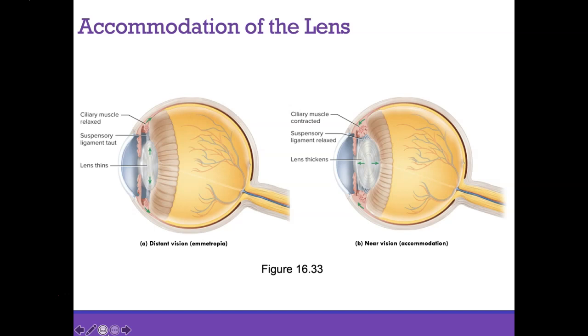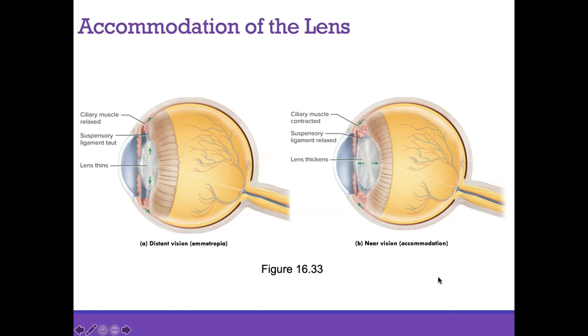This is a great image. I should have just shown this one. So here you see in emmetropia, the lens is flat. And you can see that the suspensory ligaments are very tense because the ciliary muscles relax.